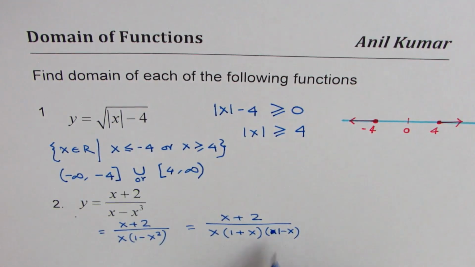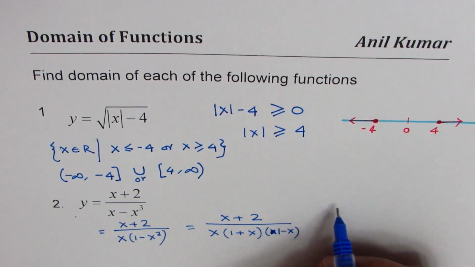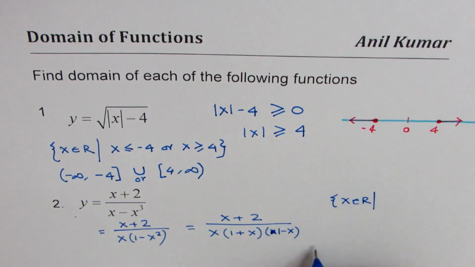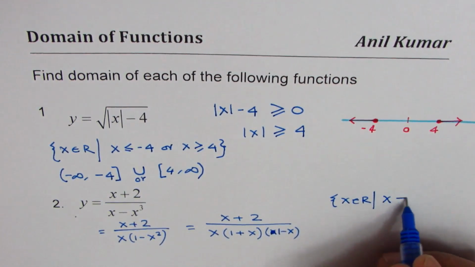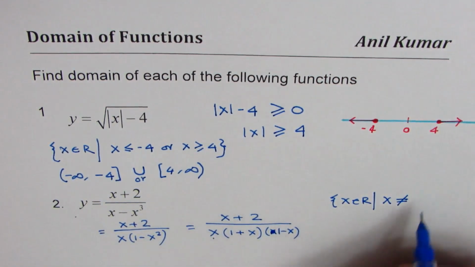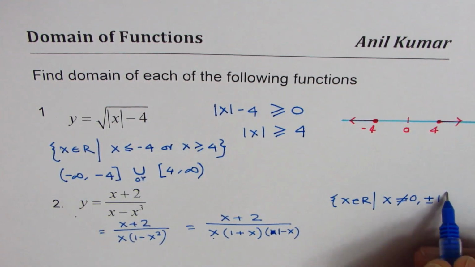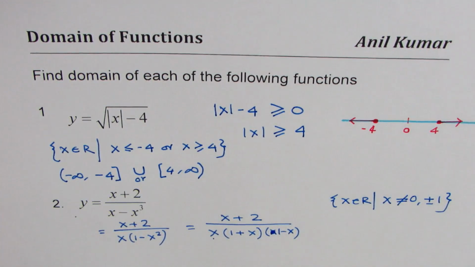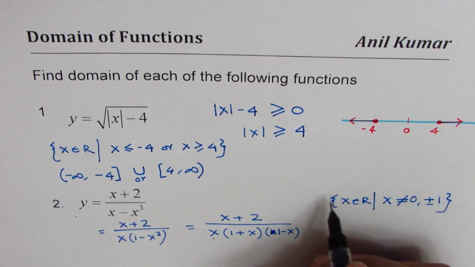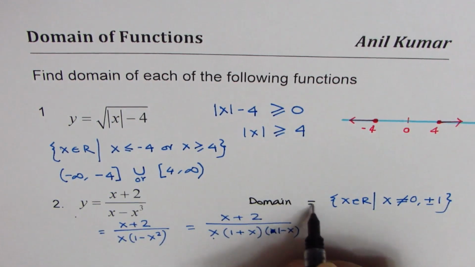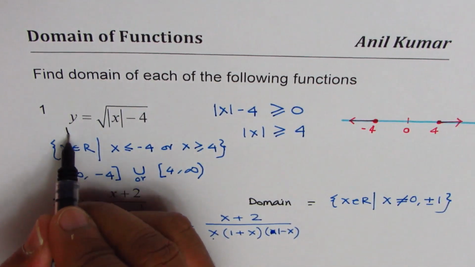Now from here, we can write the domain as x belongs to real numbers so that x is not equal to 0, that will make this factor 0, and plus and minus 1. Do you see that? So that is how you could write domain for the function. So that is the domain, right? So we'll write domain as this. So let me write the word domain here, right?